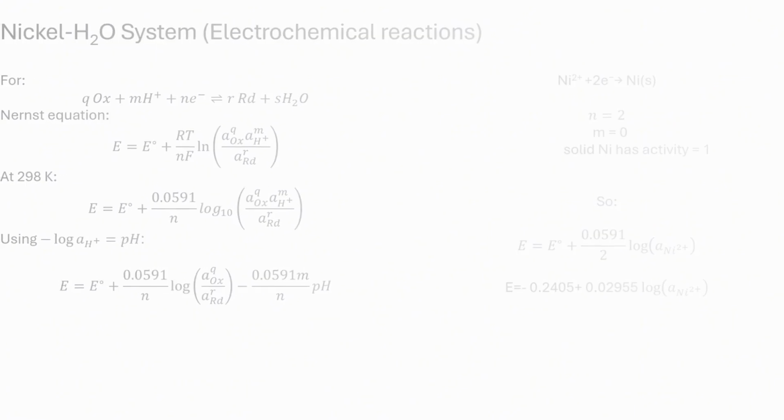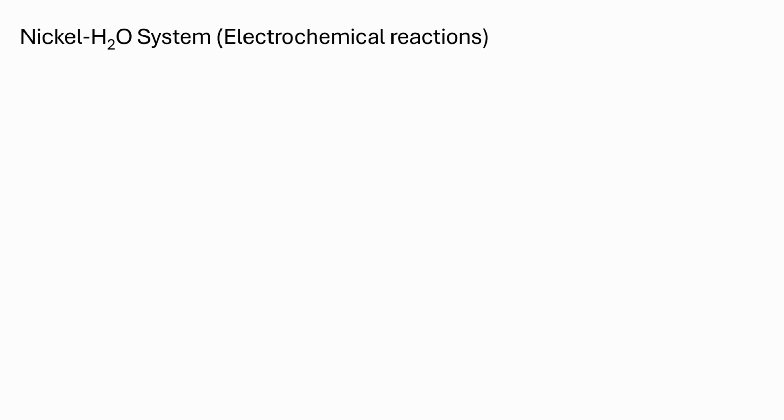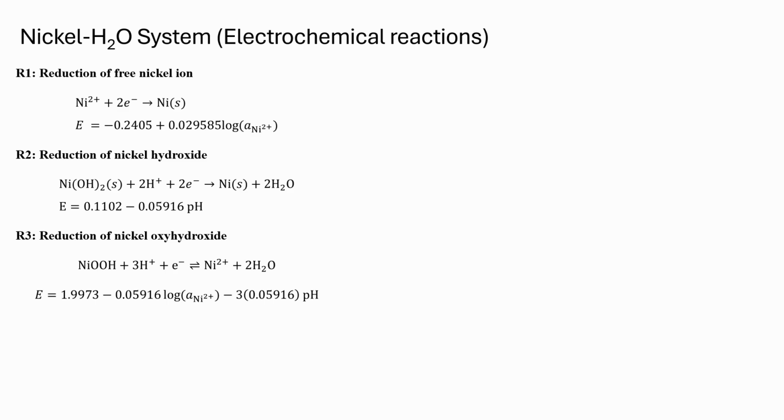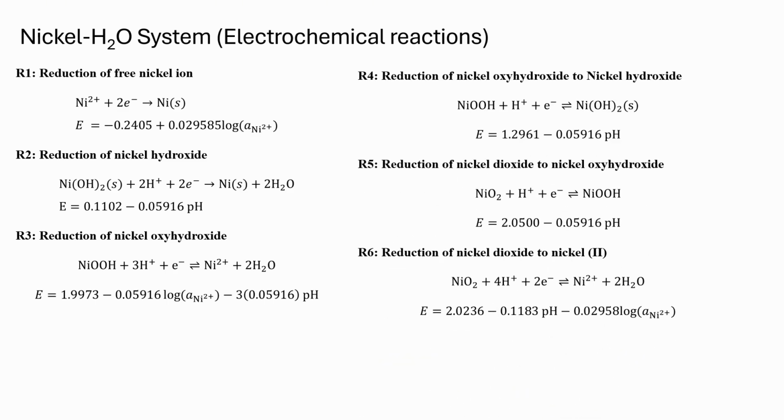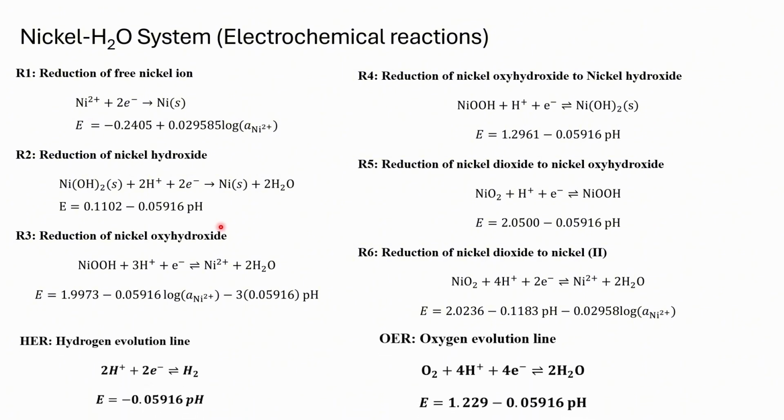Once we establish the Nernst equation for one species, we can similarly apply the same approach to all the relevant electrochemical reactions. Reactions that depend on nickel activity will reflect that dependence, and reactions involving protons will show a corresponding pH dependence. The hydrogen evolution and oxygen evolution reactions are also included as they define the thermodynamic stability window of water and serve as important reference boundaries in the Power diagram. This concludes the theoretical overview. With that foundation in place, let's move to the Python implementation.